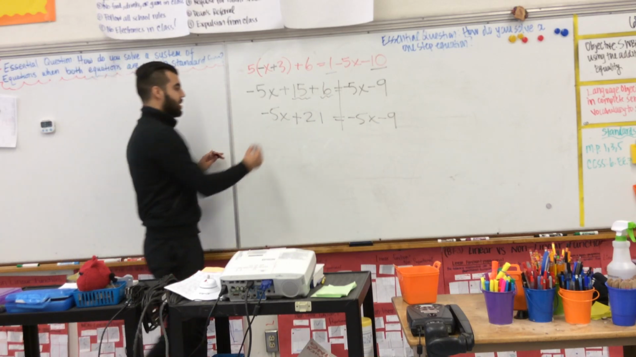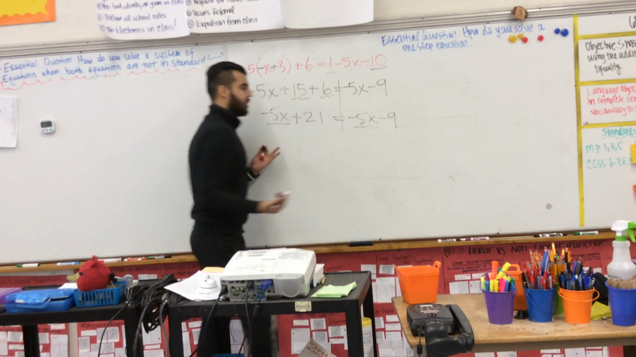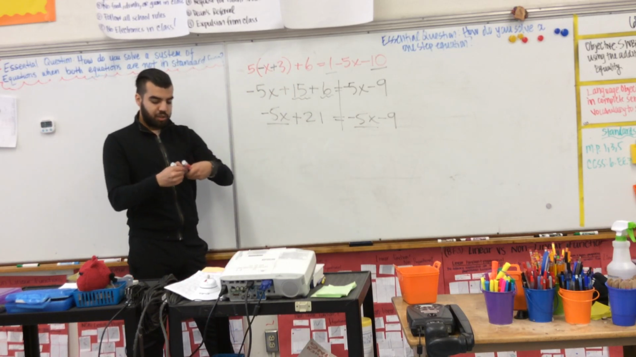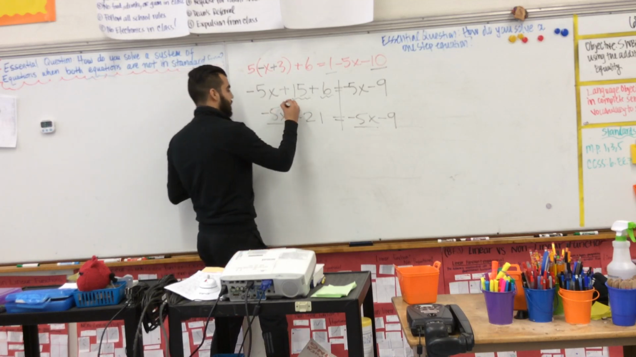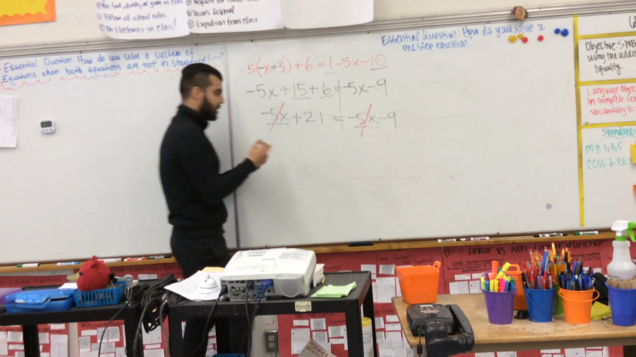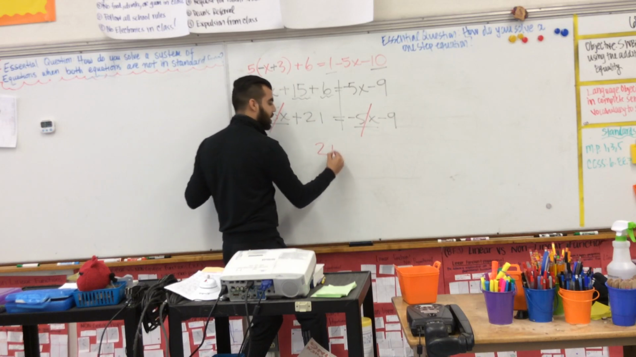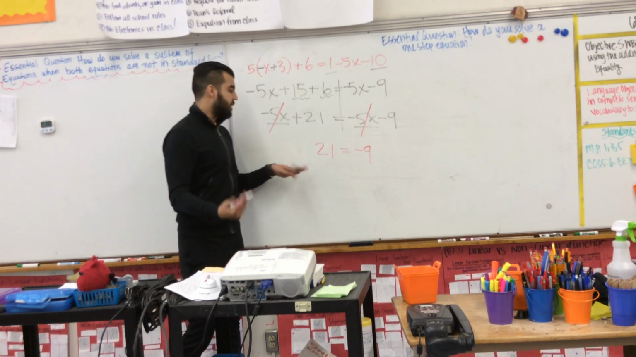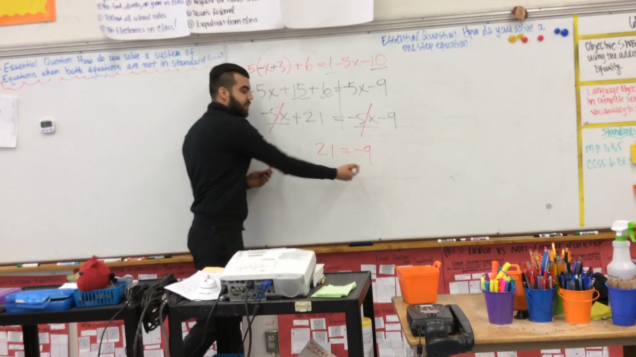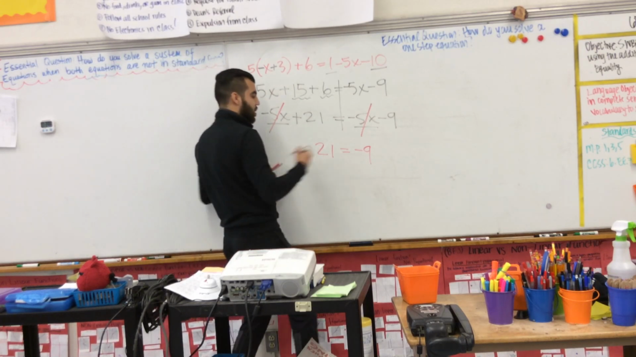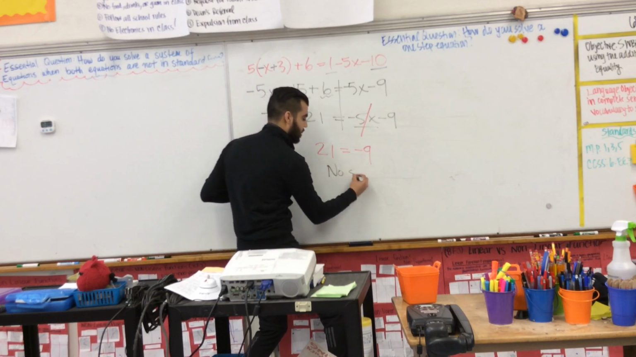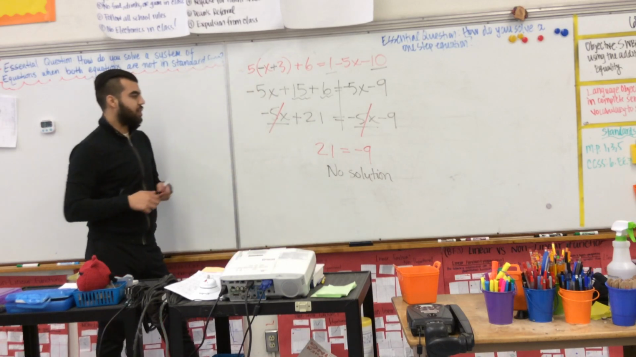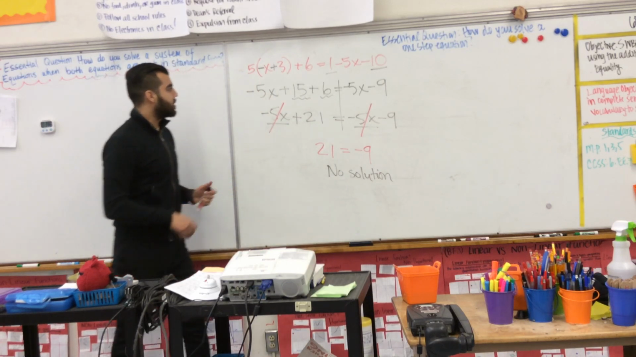Now, again, when I look at the variables, we have the same thing on both sides. I have negative 5x and a negative 5x. So you know these are going to eliminate each other. What's left over? I have 21 equals negative 9. Is that true or false? Yes, it's false. 21 is not equal to negative 9. Therefore, you know this is no solution. And this is for number 5.